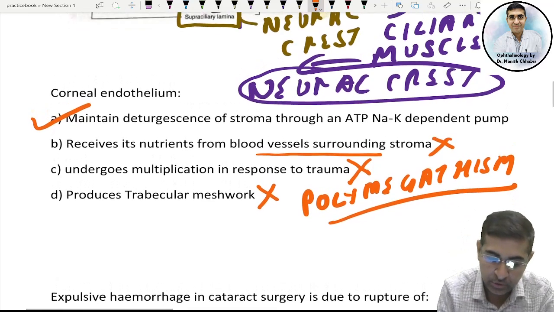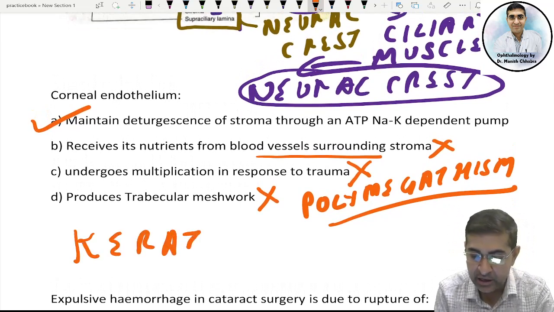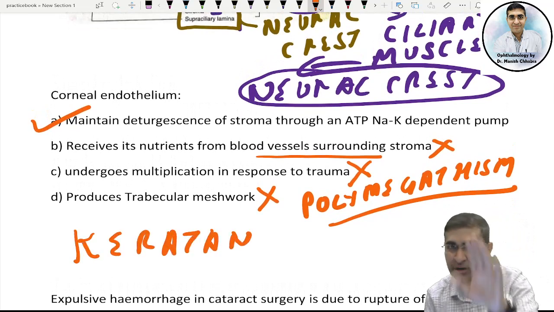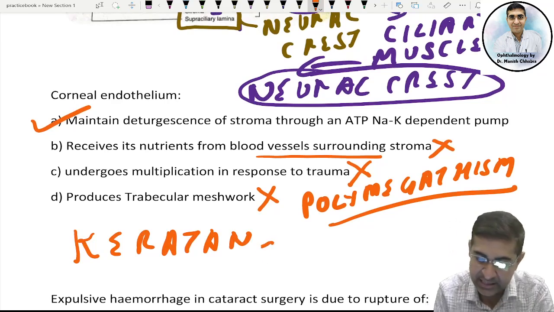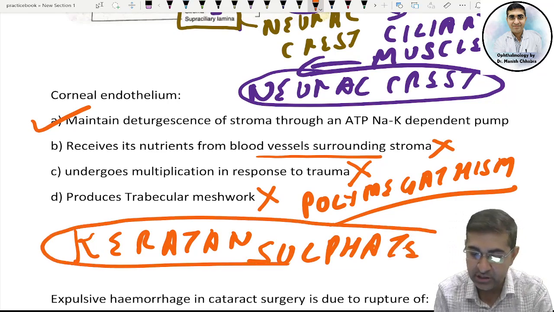There was another question that there is one chemical in the cornea which helps the cornea maintain the dry state, that is keratan sulfate. This is also your previous year question.